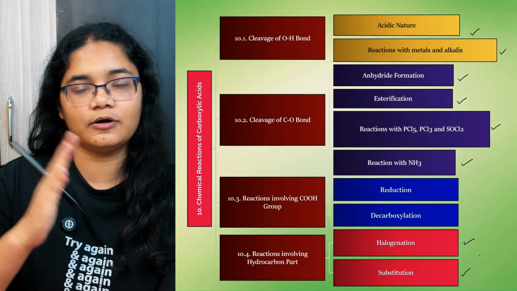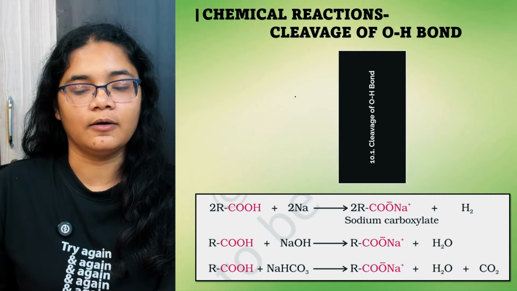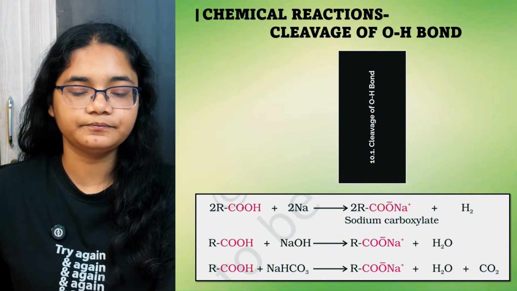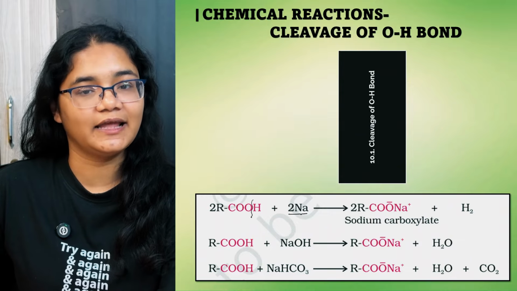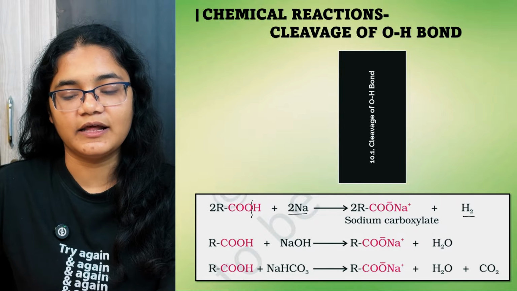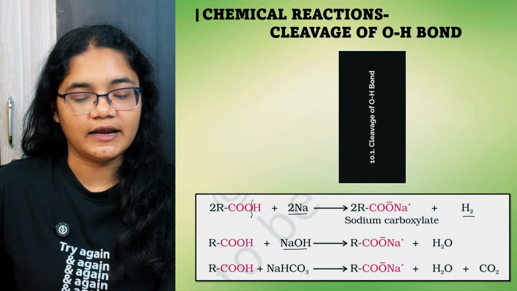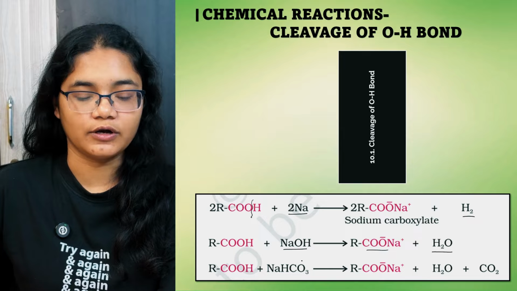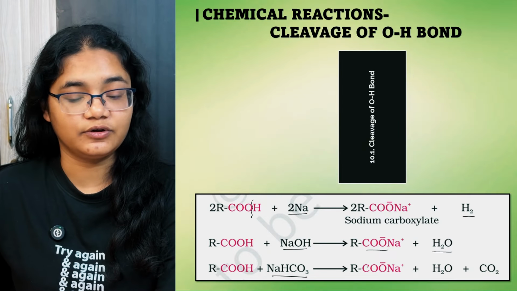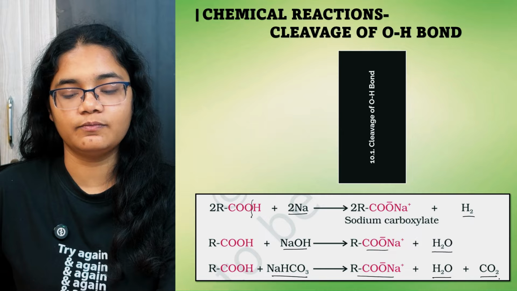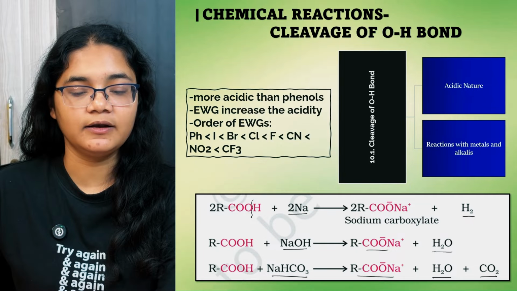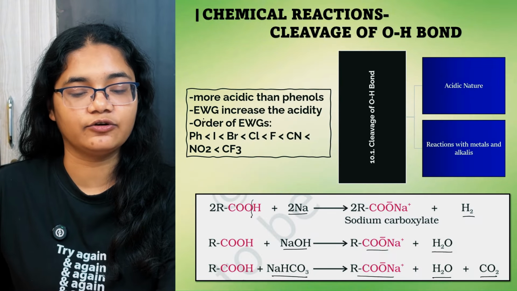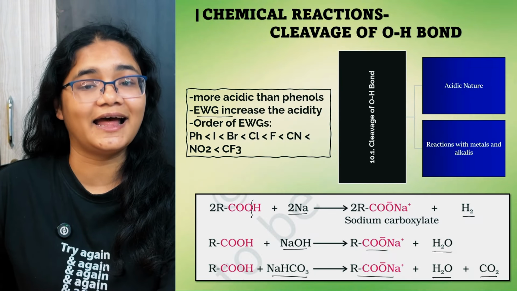So first let's talk about those reactions where the OH bond cleavage is involved. So if you have COOH and this bond will break, if you treat it with Na, you will get a salt plus H2. And if you treat it with NaOH, you will get salt plus water. If you treat it with NaHCO3, you will get salt plus CO2 plus H2O. Now talking about the second one, that is in acidic nature, electron withdrawing group will always increase the acidity of the compound.